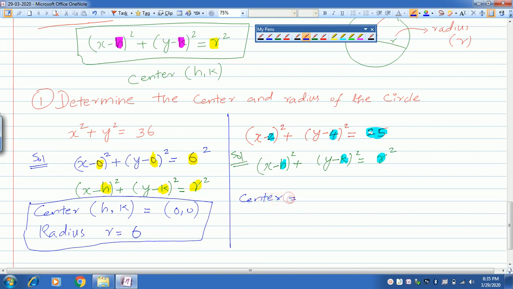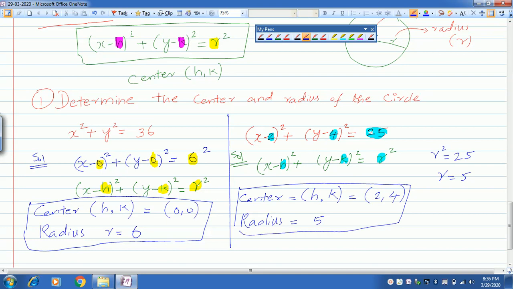Now I write the center, which is equal to h comma k, which is equal to 2 comma 4, and the radius. What is the radius? R square is equal to 25, so r is equal to 5. So with this we complete our topic. So this is the two-dimensional Cartesian coordinate. Thank you.